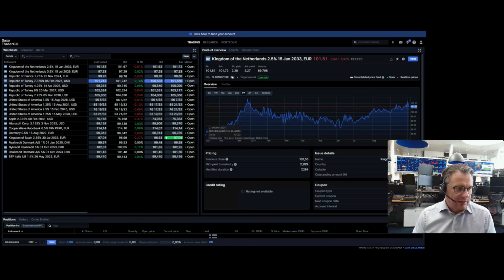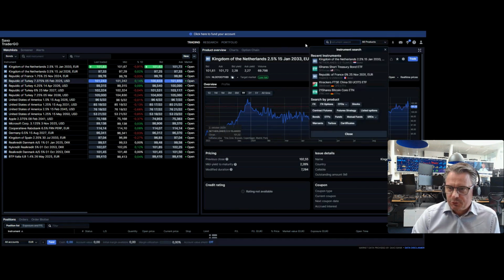The majority of the bonds are either US or European, both in terms of government bonds and corporate bonds. But we do also have some emerging market bonds available in the platform. So if you are interested in trading bonds, there are a couple of ways to get to the right instrument in the platform. Let's start with the most simple one, which is basically just to use the instrument search functionality.